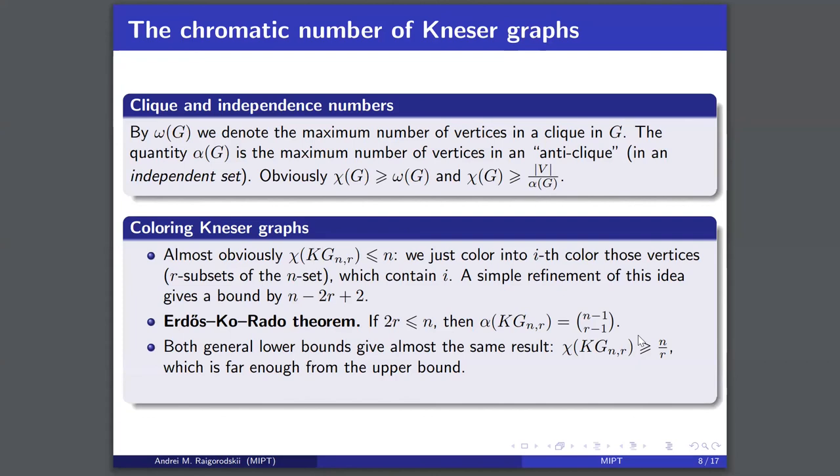So how many such sets do we have? Yes, n over r. But the integer part here is of this form: this is the lower integer part, this is the upper integer part. Sometimes this inequality is a little bit better than this one. This one is given by omega, this one is given by the second inequality, cardinality of V over alpha. And if n is not divisible by r, in this case, this lower bound is a little bit better. But this is fine. Unfortunately, both such bounds are far enough from the upper one. Yes, there it's n minus 2r, and here it's n divided by r.